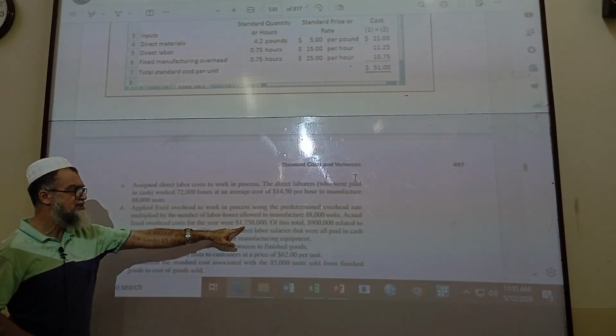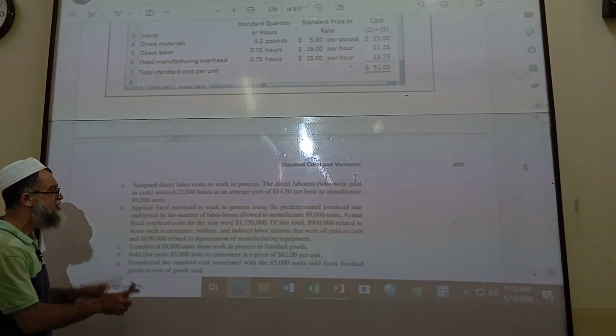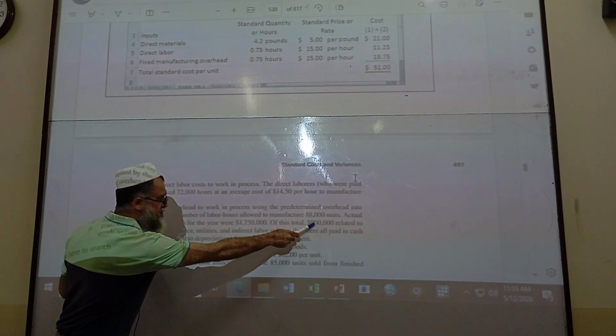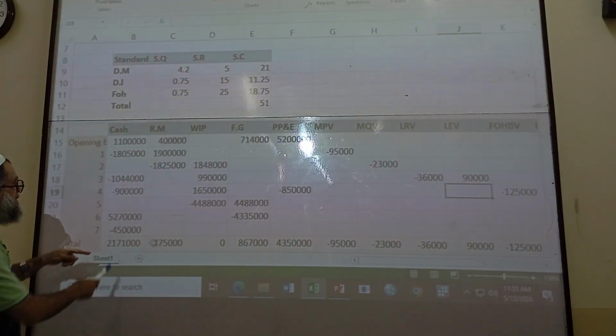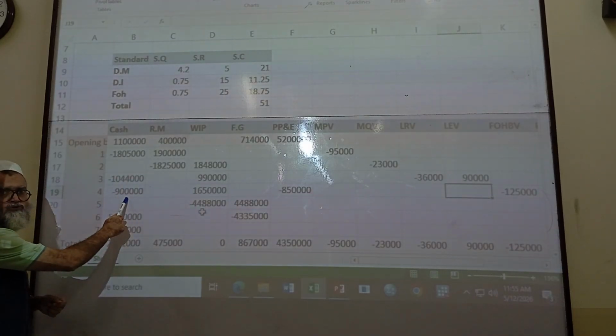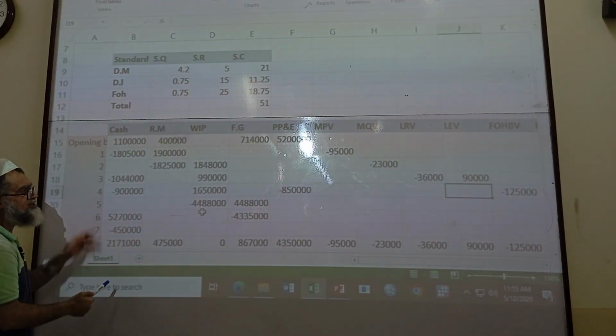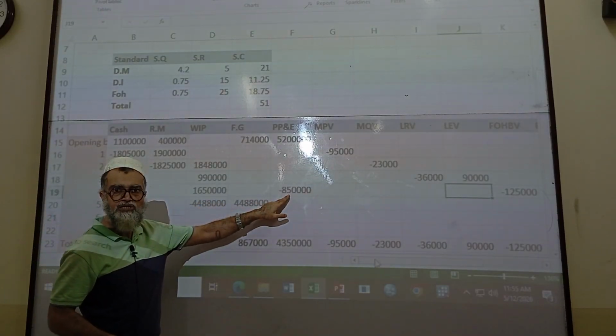The actual amount is 1,750,000. Now this 1,750,000 is broken down into two things: 900,000 which is cash and 850,000 which is non-cash. So when you deduct cash from here, you must deduct 900,000 and not the whole amount. So what about the rest of the amount? The rest of the amount is non-cash, which is depreciation.